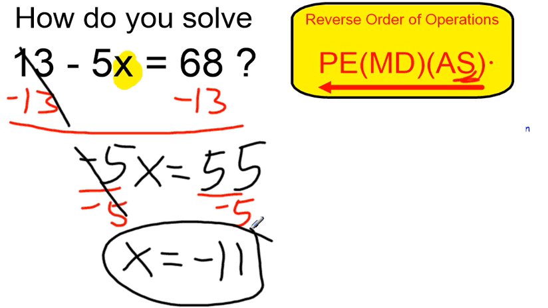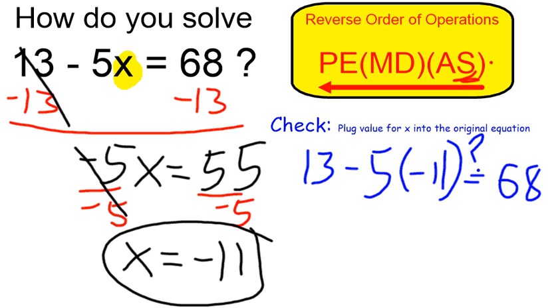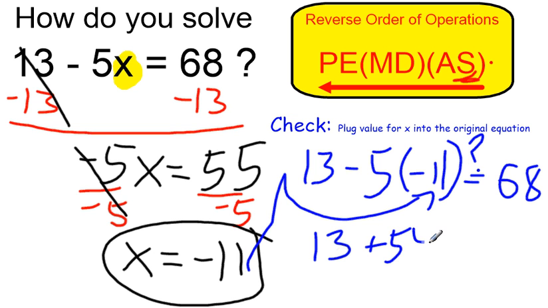Let me just do a quick check. So I shall take my negative 11, plug it into the original equation, and that's going to give me 13 minus 5 times minus 11, which is going to be plus 55. And yes, 13 plus 55 is equal to 68, and it does work out.